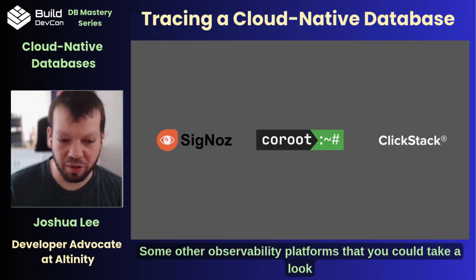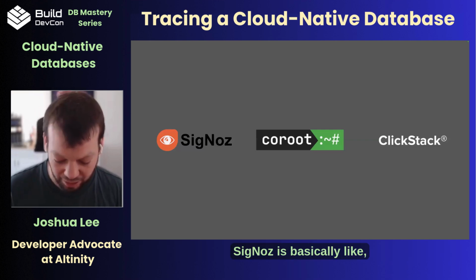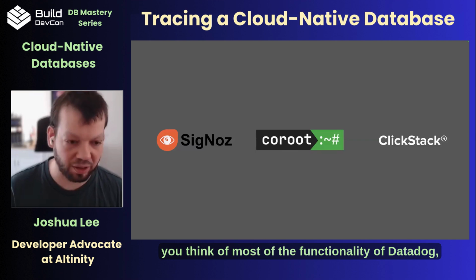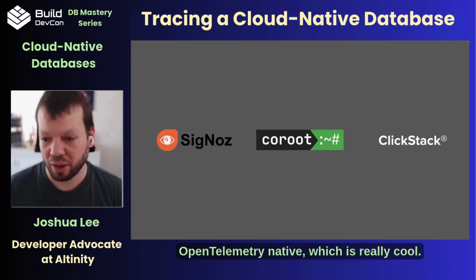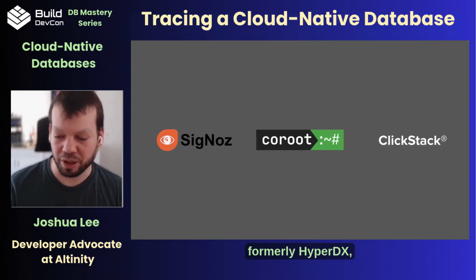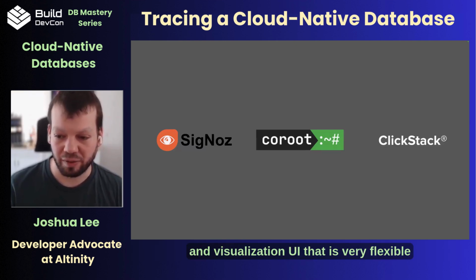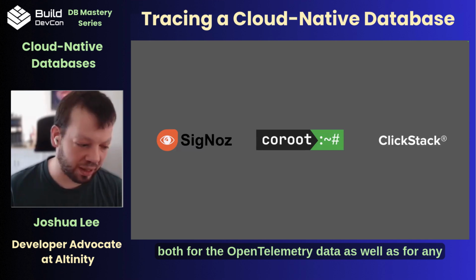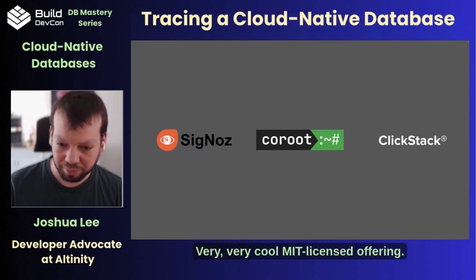Some other observability platforms that you could take a look at: SigNoz is basically like, think of most of the functionality of Datadog, but on an open source platform built on top of ClickHouse and OpenTelemetry native, which is really cool. And then ClickStack from ClickHouse Incorporated, formerly HyperDX, which combines ClickHouse with an OpenTelemetry agent and a visualization UI that is very flexible and powerful, both for the OpenTelemetry data as well as for any arbitrary data that you might have coming in. Very, very cool MIT licensed offering.